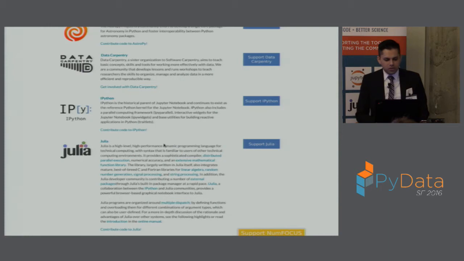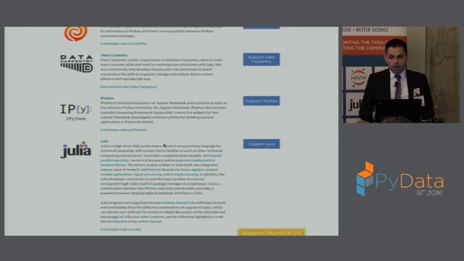But I would say that probably the most visible project that you use is going to be Jupyter Notebook and IPython. So the notebook in which I built those slides, and the notebook that we're all familiar with, the one that we all love, written by, or at least project led by Fernando Perez and Brian Granger, is a NumFocus project. It's actually one of the first projects.